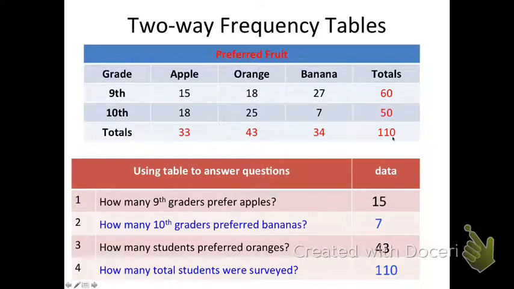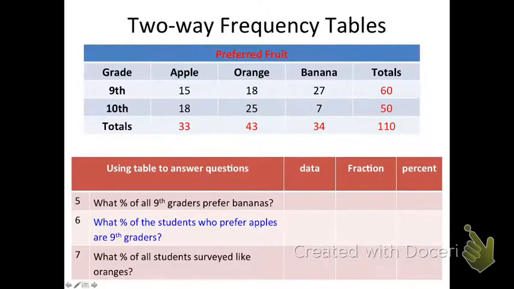And it will always work out that way. Okay, let's look at the next type of question that we can answer. These are a little bit higher level thinking. So question number 5 says, what percent of all 9th graders prefer bananas?